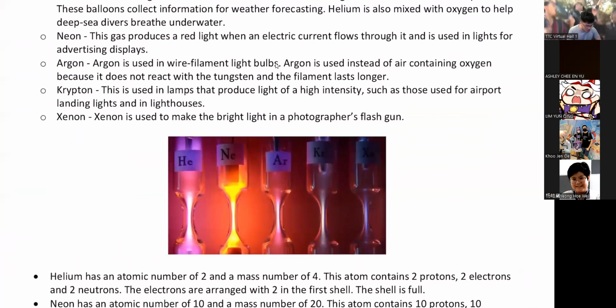So xenon is quite expensive. That's why camera flash is very expensive. I mean, not your LED camera flash, but the real professional photographer's flash. I think it's called a xenon flash. Xenon is really, really expensive.